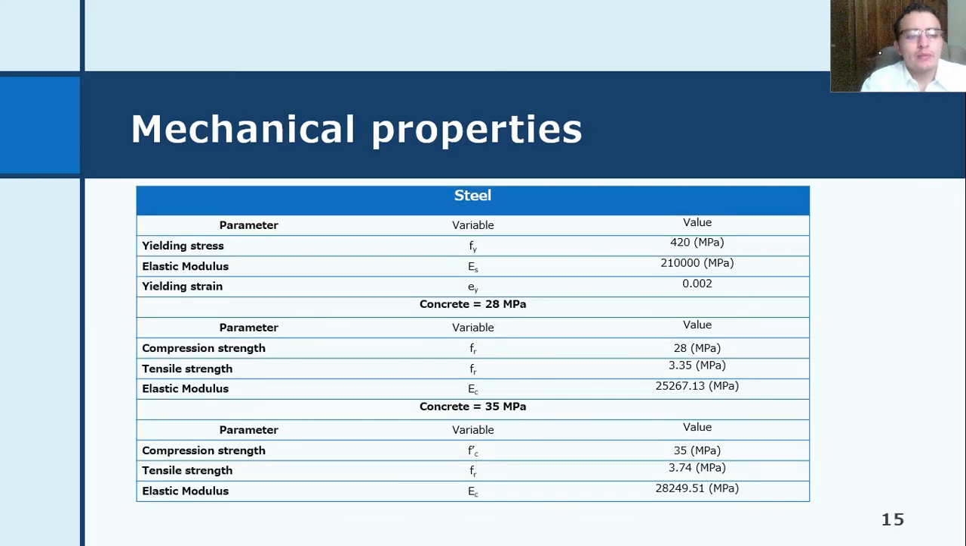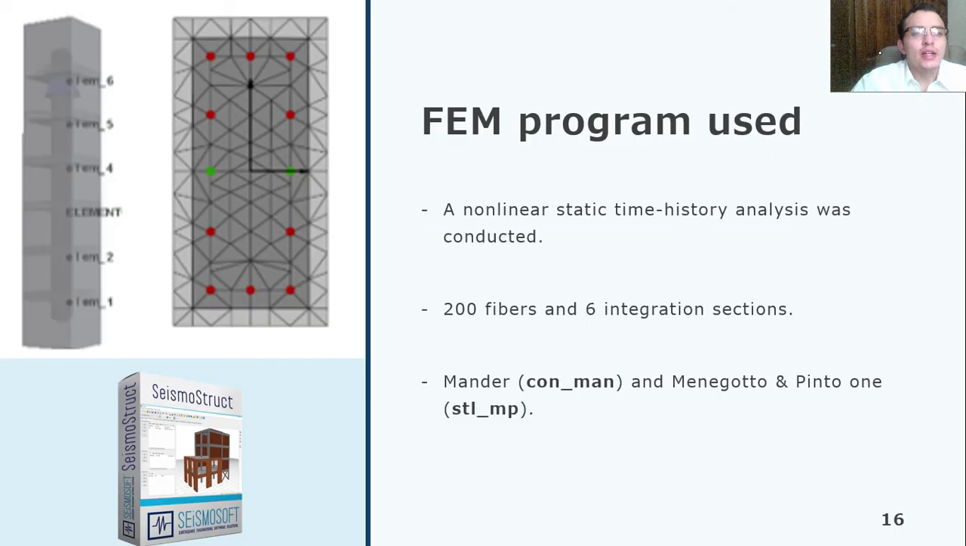The mechanical properties of the materials are shown in the table, both for the steel reinforcement and the 2 types of concrete used, 28 and 35 megapascals. The program used was a finite element method one called SeismoStruct, where a nonlinear static time history analysis was conducted, and 6 finite elements represented the boundary element with fixed supports at both ends. We took into account 200 fibers and 6 integration sections.